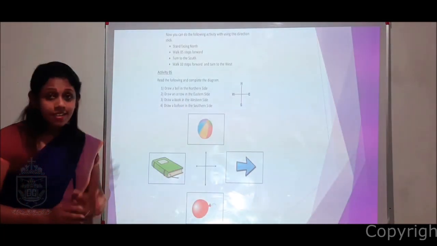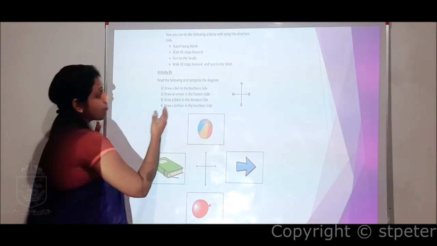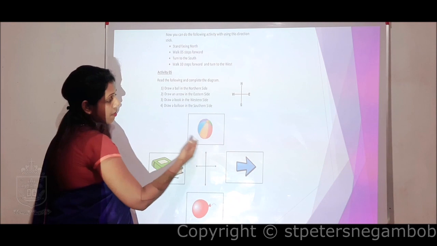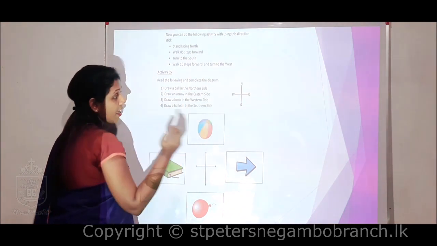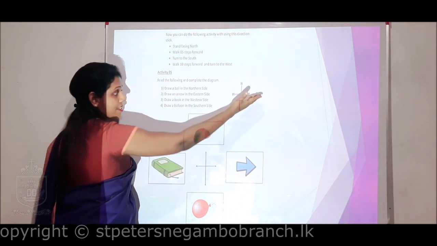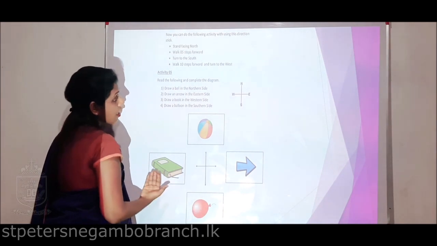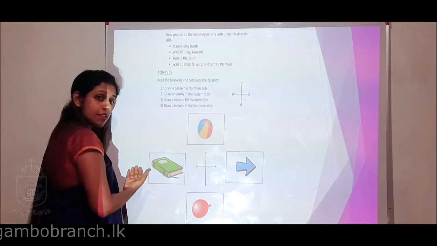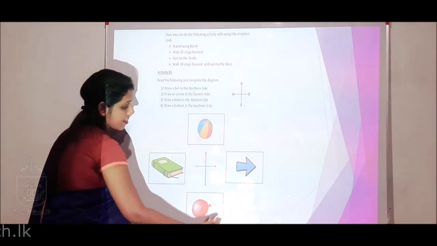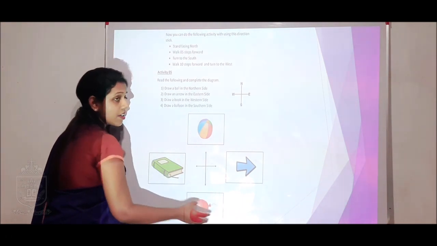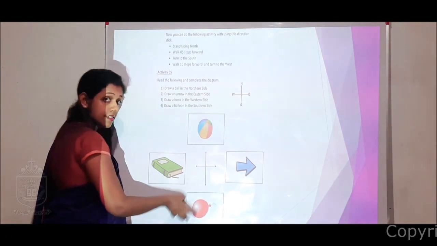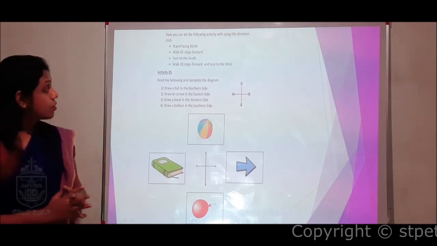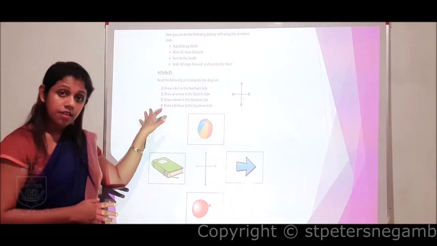So is it clear, children? So first we drew a ball in the north side, and then an arrow in the eastern direction, a book in the western direction, and at the last a balloon in the southern direction. So we'll move to activity number 6.